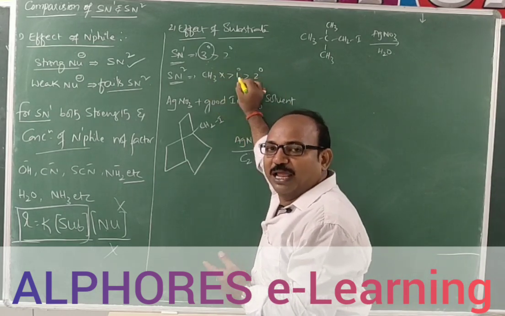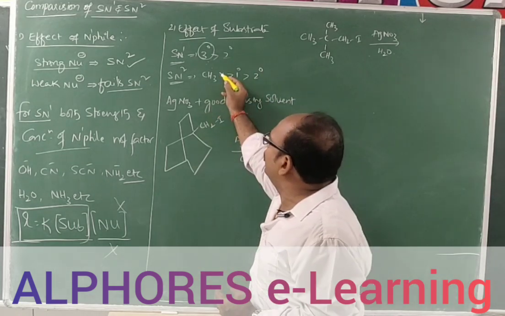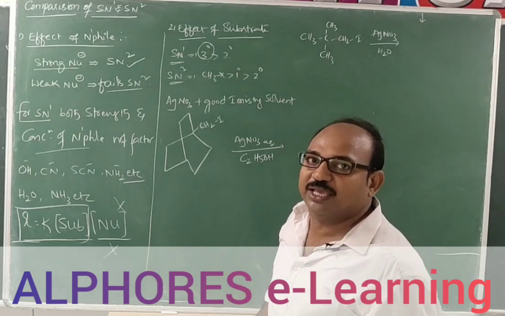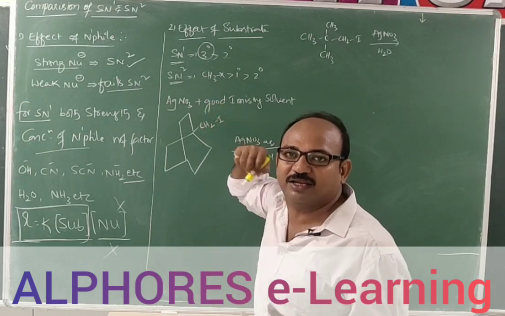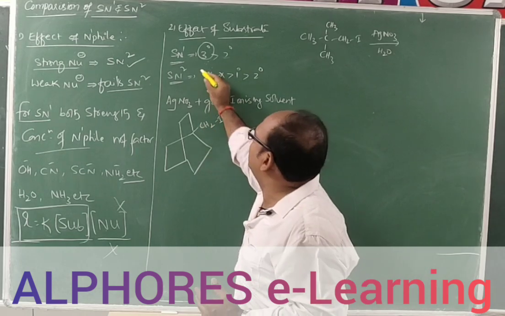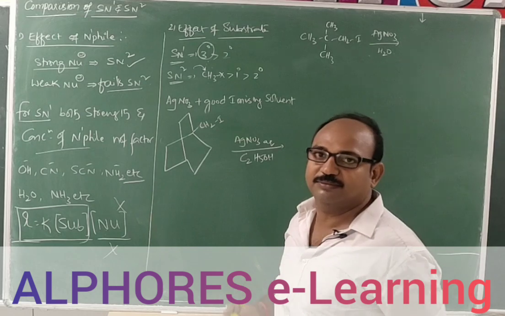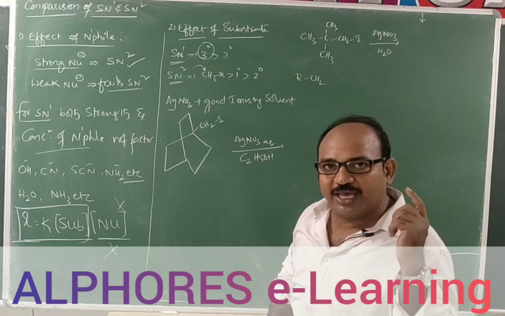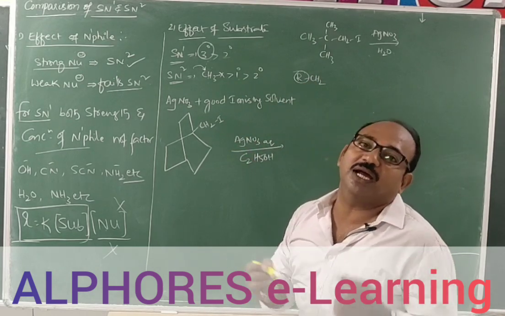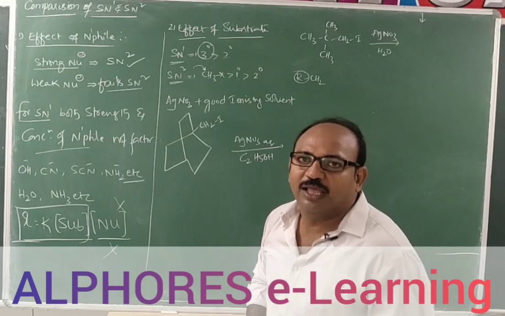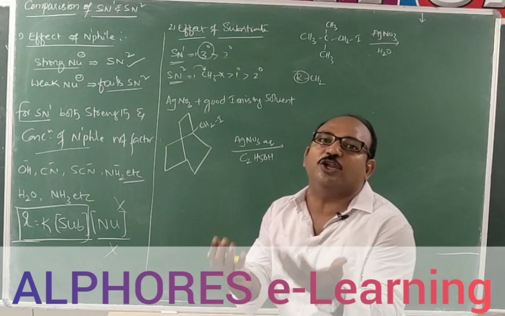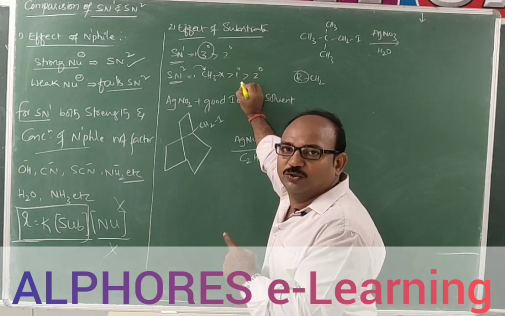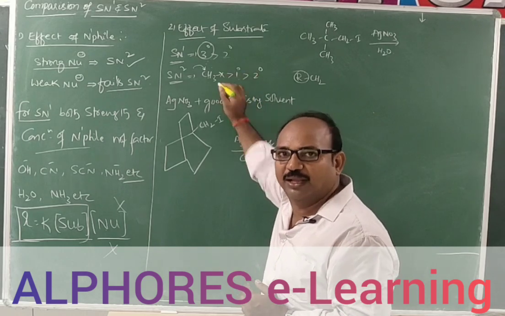Now if you compare methyl, primary and secondary: in a methyl halide, the leaving group containing carbon is not attached to any alkyl groups. Simply, there is no or less steric hindrance, so the approaching nucleophile can approach from the rear side. Whereas in primary it is RCH2, so because of the presence of one alkyl group there will be a little steric hindrance to the approaching nucleophile from the rear side. Hence SN2 reactivity for primary is less compared to methyl.